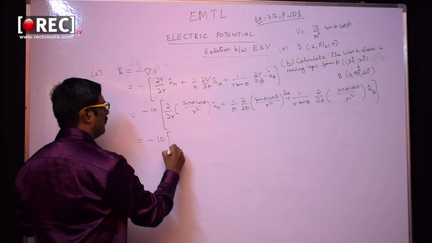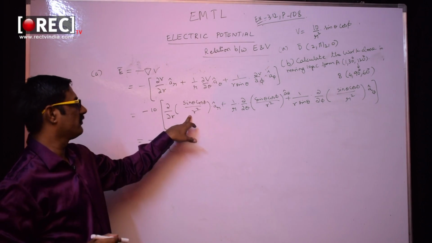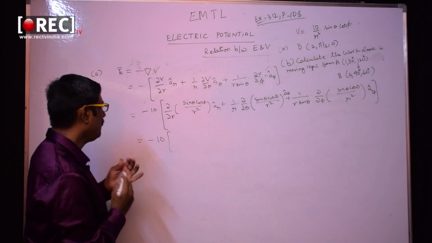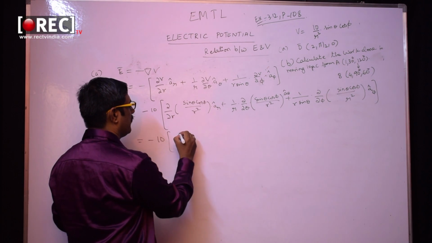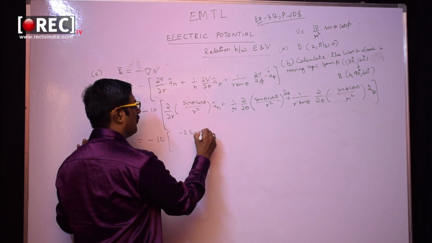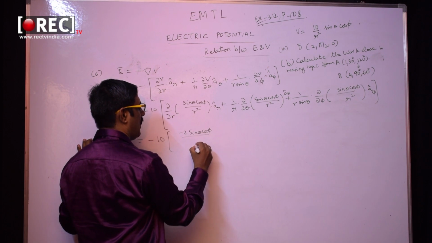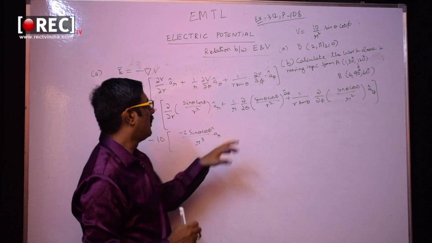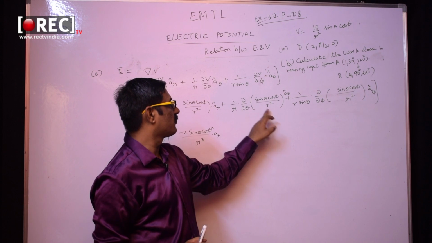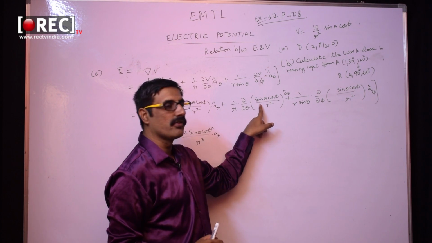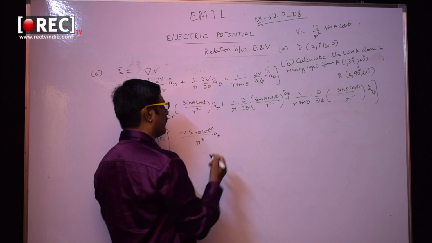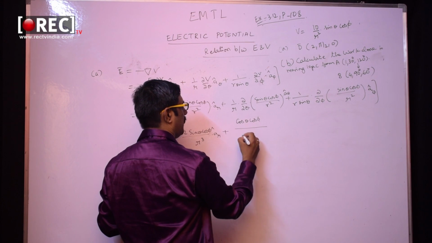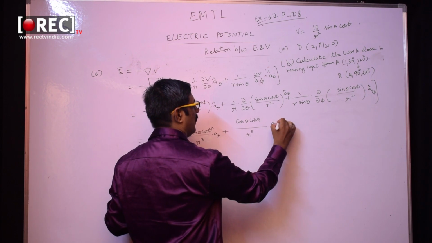Minus 10 into, so here the only term which contains R is 1 by R square. So the differential of 1 by R square is minus 2 by R cube. So you are having this function as minus 2 sin theta cos phi by R cube into AR cap. Okay, next the only term which contains theta in this expression is sin theta. So the derivative of sin theta is cos theta. So you can replace this expression with cos theta cos phi by R cube into A theta cap.